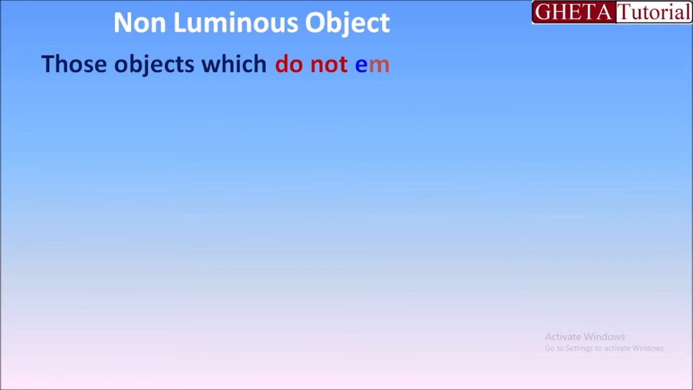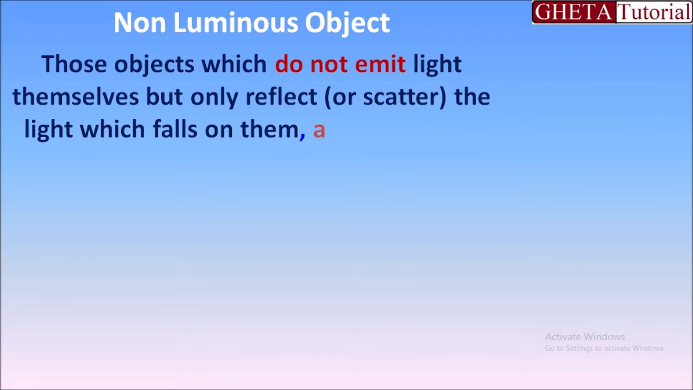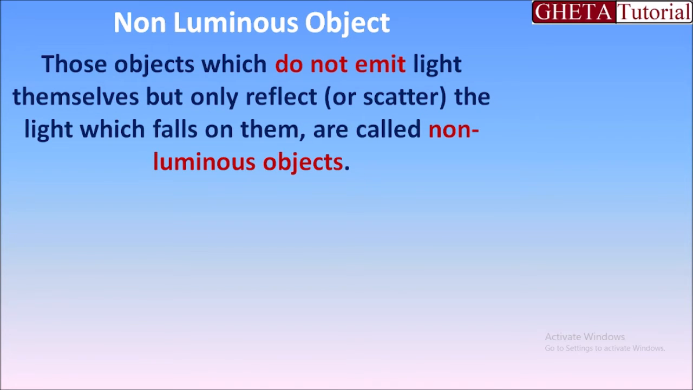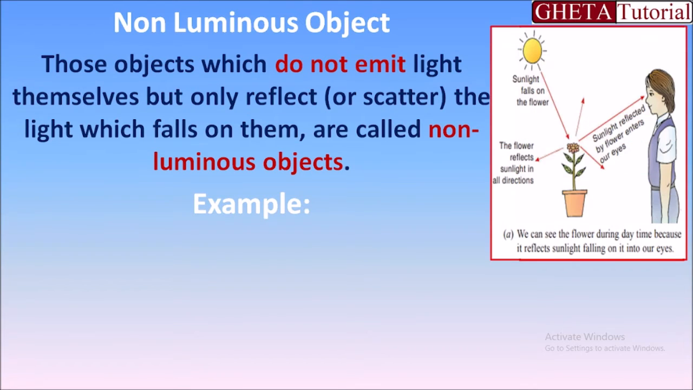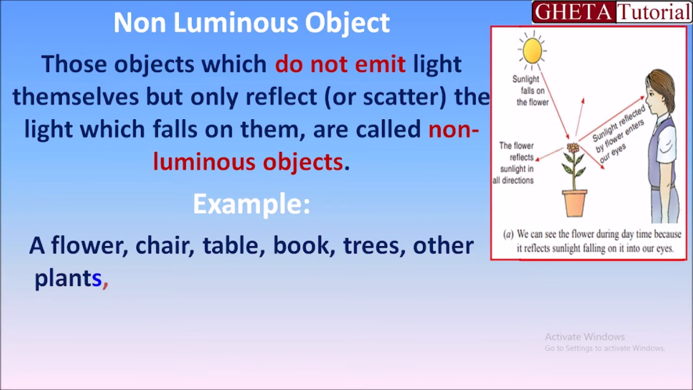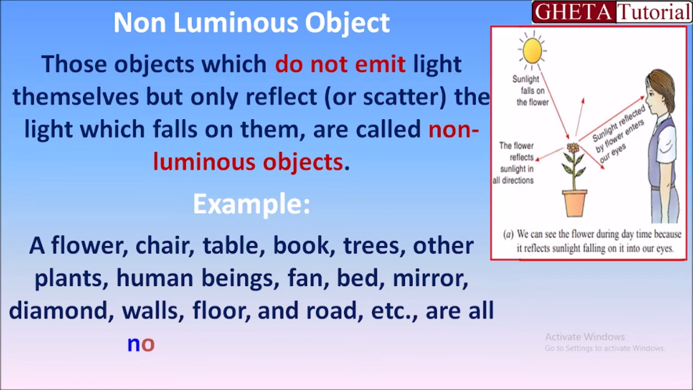So what is a non-luminous object? Those objects which do not emit light themselves but only reflect or scatter the light which falls on them are called non-luminous objects. Example: a flower does not give its own light. It is a non-luminous object. We can see the flower during daytime because it reflects sunlight falling on it into our eyes. Other examples are chair, table, book, trees, other plants, human beings, fan, bed, mirror, diamond, walls, floor, and road. These are all non-luminous objects.